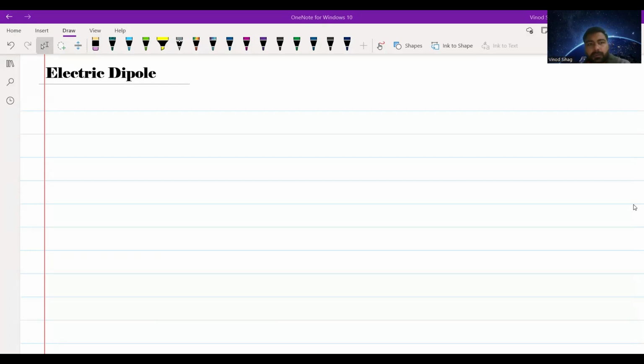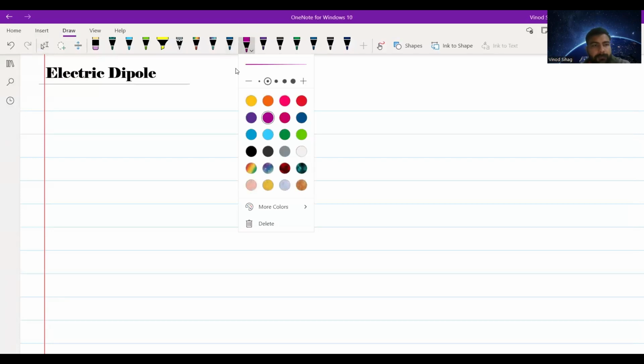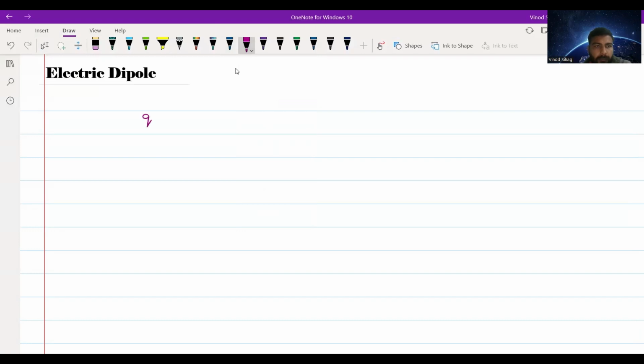And the basic structure of the electric dipole, we can draw it like this: there are two charges, this charge is plus q, and the other charge is minus q, and their center to center distance is 2a. Then they are called an electric dipole. Because of the electric dipole, we cannot say directly that the electric field will be zero, because we know that the electric field due to the electric dipole exists.